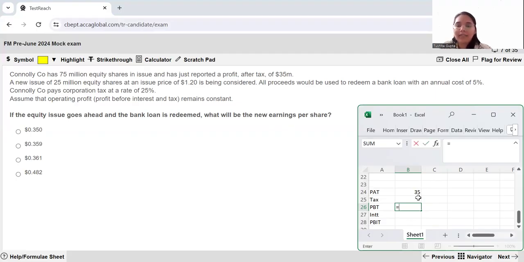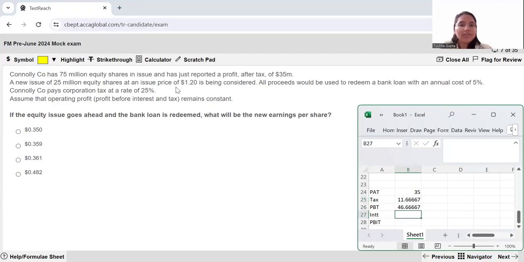So my PBT is nothing but this multiplied by 100 divided by 75. So my PBT would have been this much. Then I would have applied a tax of 25% on this value. So if you just see this, 46 minus 11 would have given you your profit after tax of 35. So this is how I worked out PBT and tax.